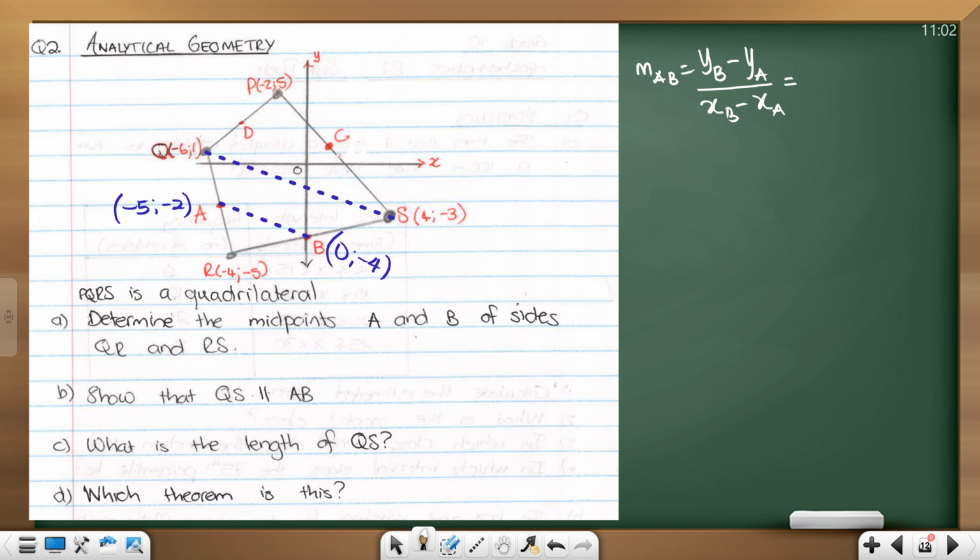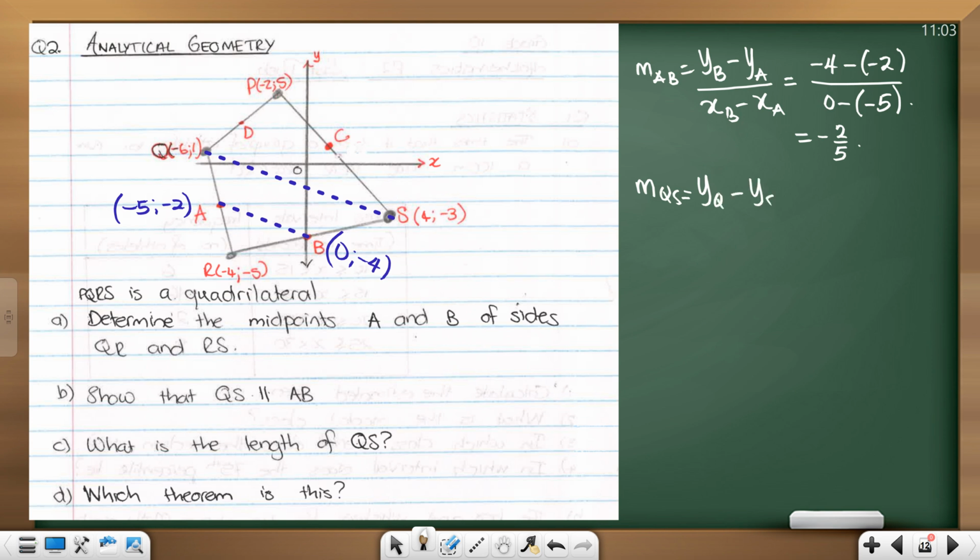Okay, what is YB? What's the Y value of B? Negative 4 minus, what's the Y value of A? Negative 2, except the coordinates are not correct. What is the X? Minus, it's not minus 5. Okay, so what's your answer here? It's going to be negative what? That will give you 2 minus 4, negative 2 over 5.